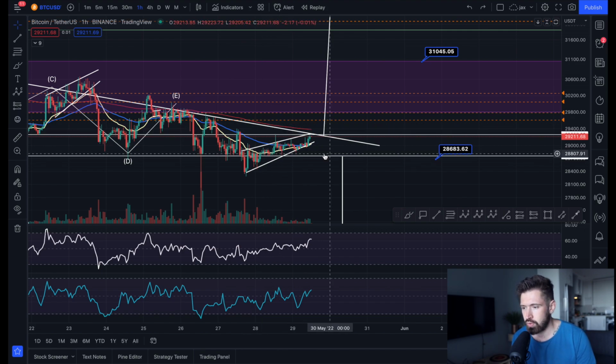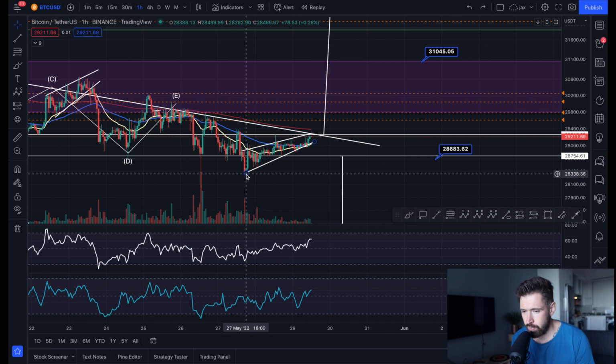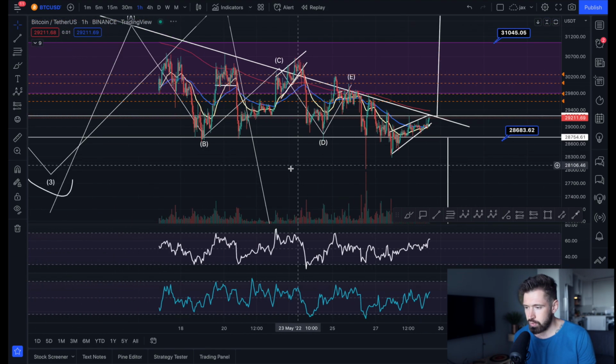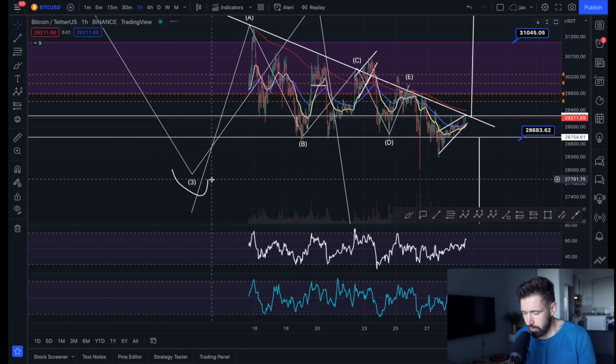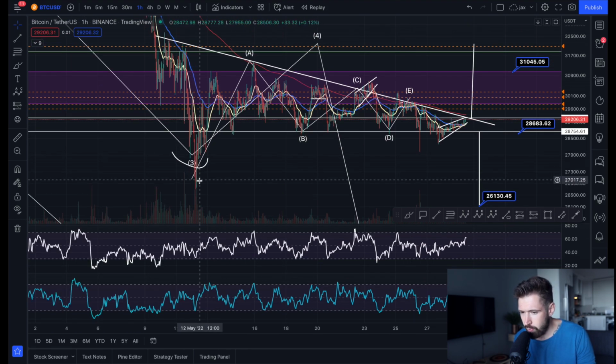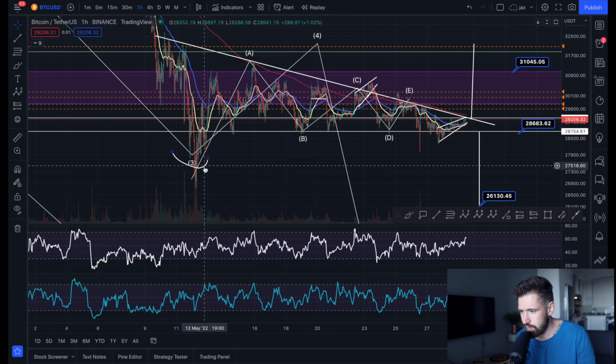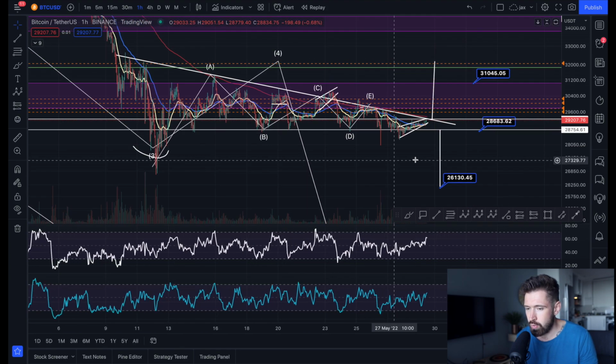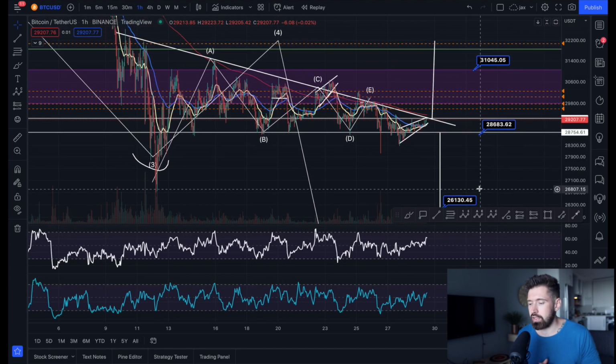So if we start to roll over and we break down out of this rising wedge, that's when you can come down to about 28.3. And if we lose that low, then I would expect you to come all the way back down here to retest these lows here, right around that 26 to 27.5K mark. And of course, if that low is lost, I would expect you to come down to that 22 to 24K level. So that's basically it for this one.